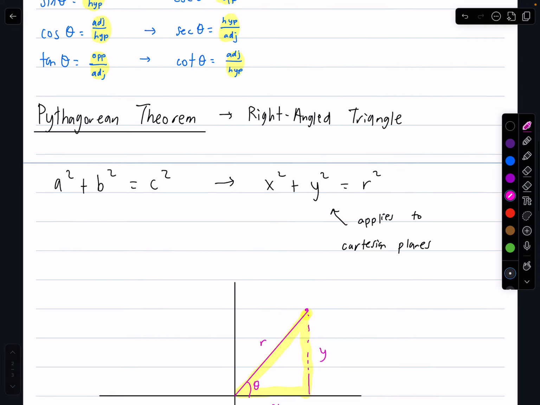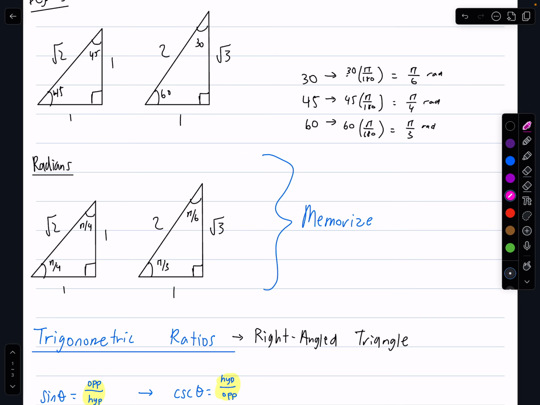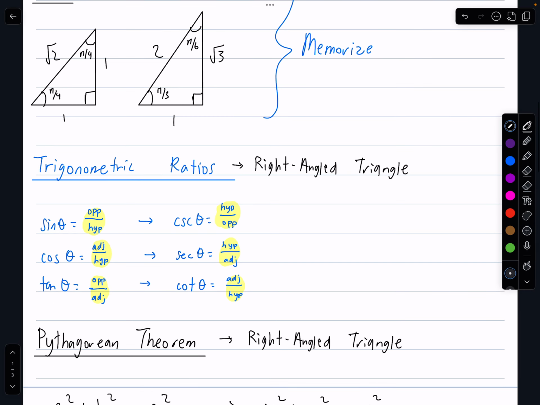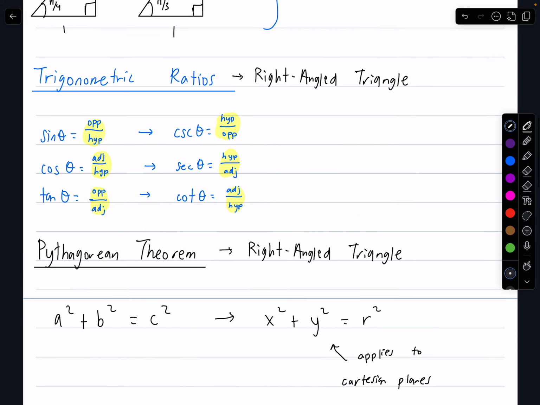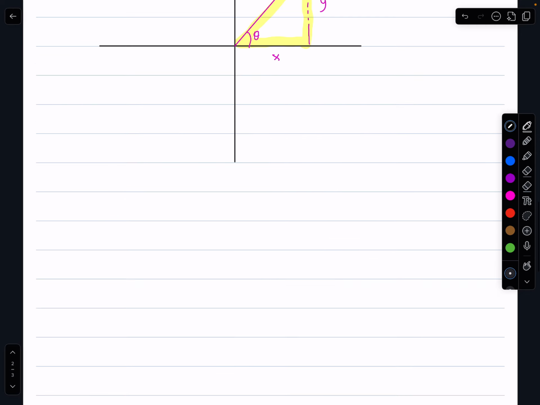Cool. So there's a couple concepts. The first one, special triangles. We went through that in radians. Remember here we had our conversion. Then we had our trigonometric ratios, which only apply to right angle triangles. So sine theta, cos theta, tan theta, cosecant theta, secant theta, cotangent theta. And then we have the Pythagorean theorem, which also only applies to right angle triangles.